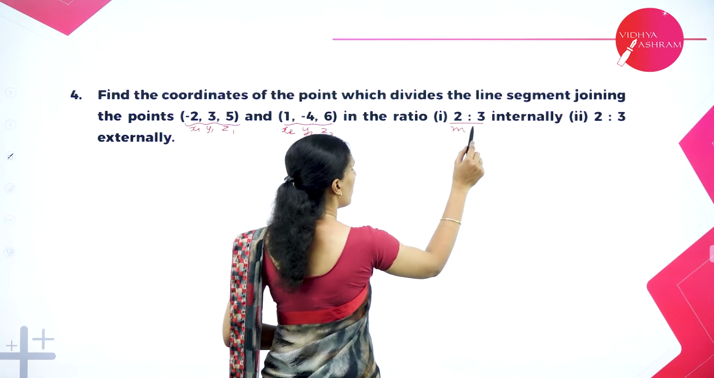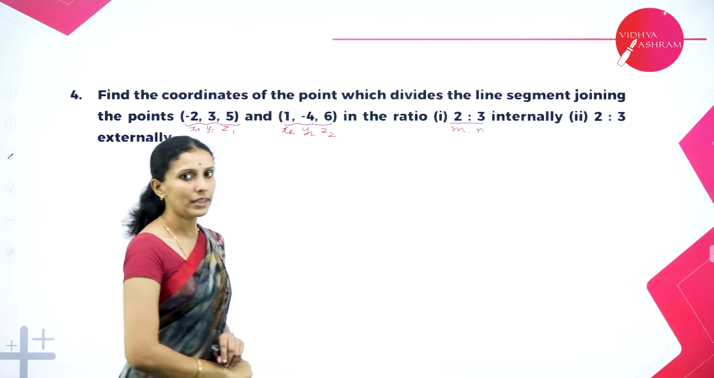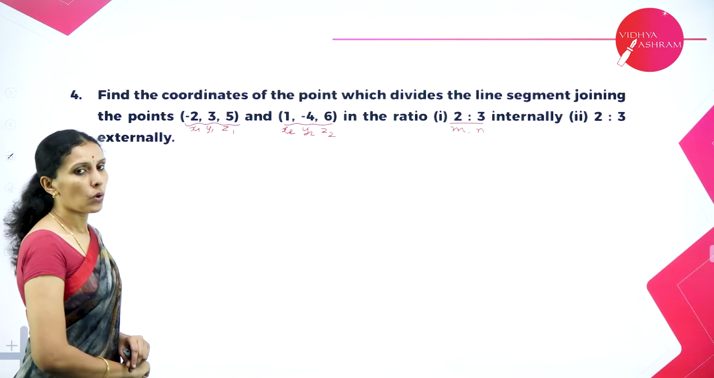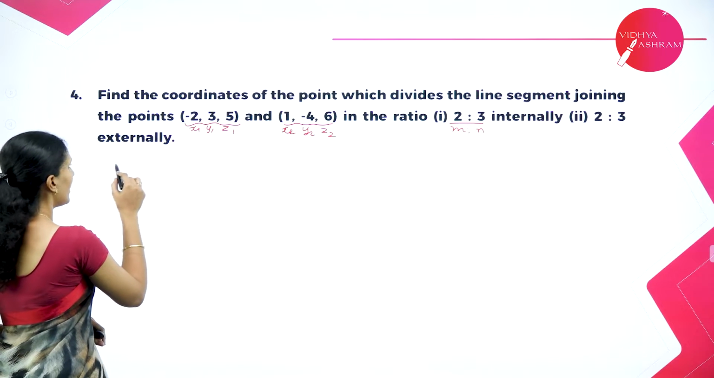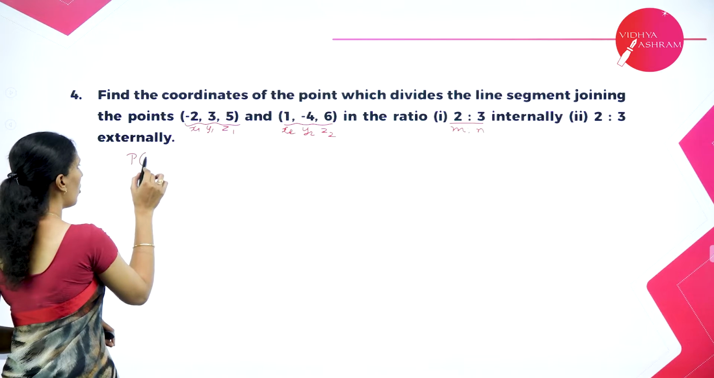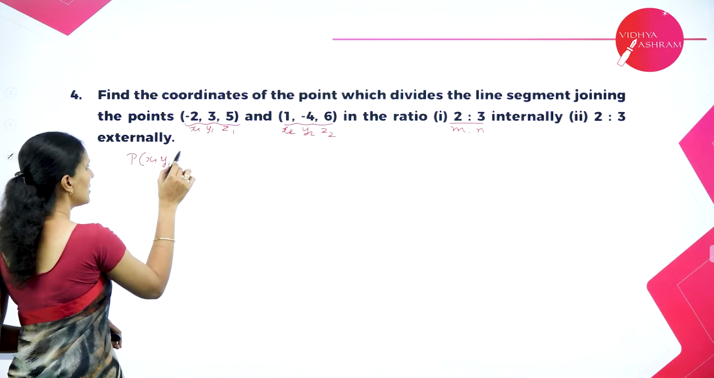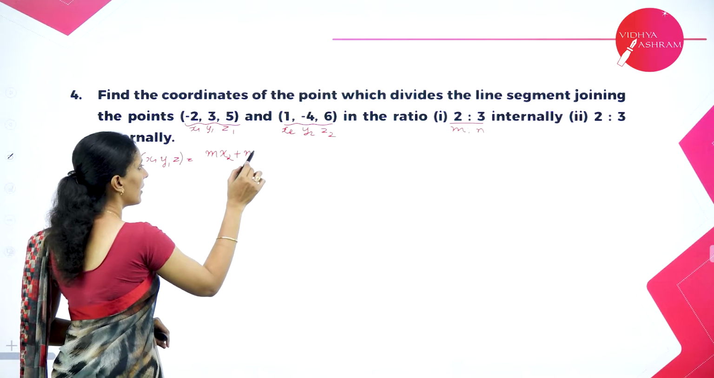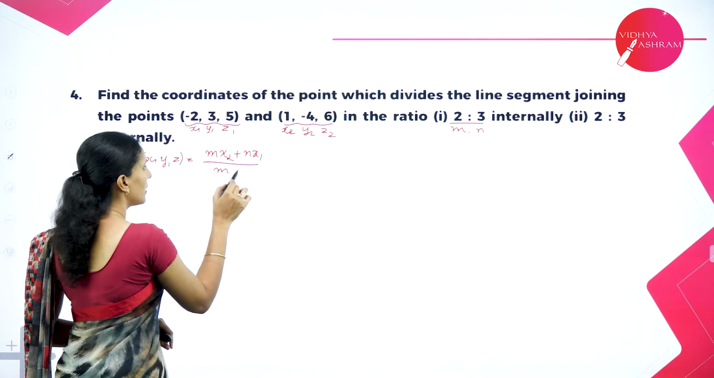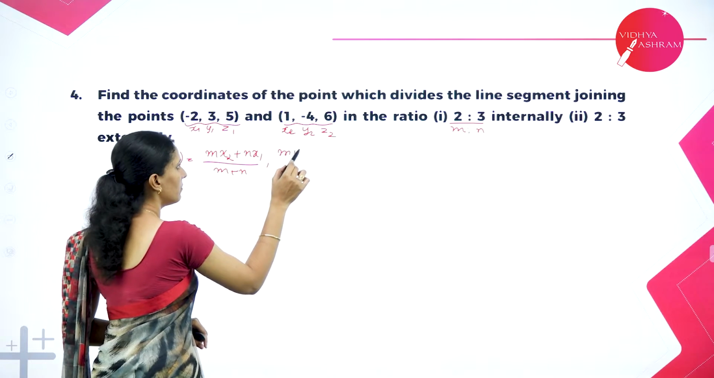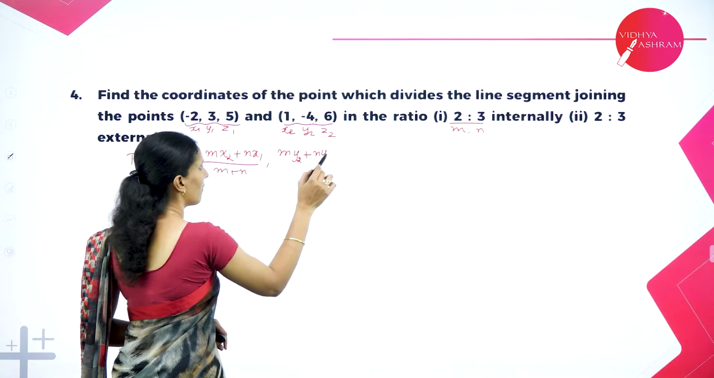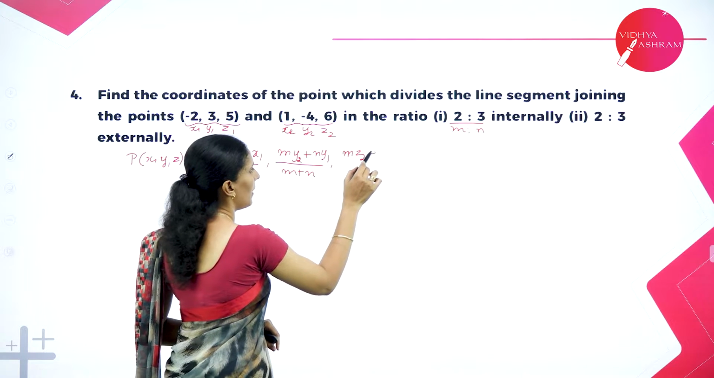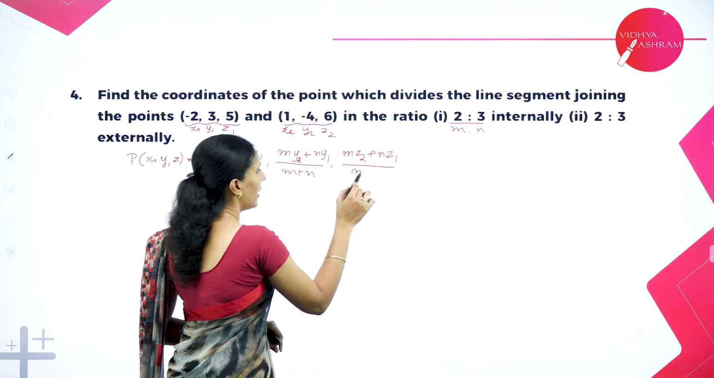The ratio is given in the form m:n. So both in the internal and external condition, it is 2:3 only. So what is the coordinate of the point? When it divides internally, we write P of x, y, z is equal to (mx2 plus nx1) divided by (m plus n), (my2 plus ny1) divided by (m plus n), (mz2 plus nz1) divided by (m plus n).